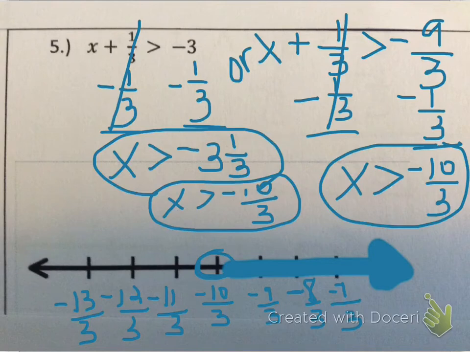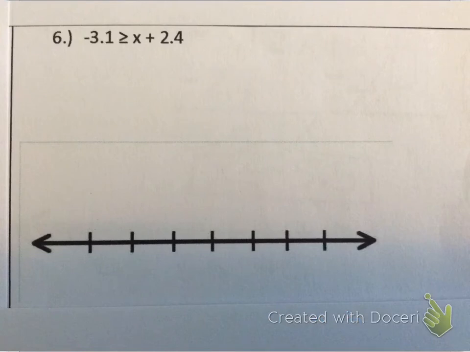Okay, question number 6. We have decimals. So we have negative 3 1/10 is greater than or equal to x plus 2 4/10. We want to get x all by itself. In order to get x by itself, we're going to subtract 2 4/10 from both sides.